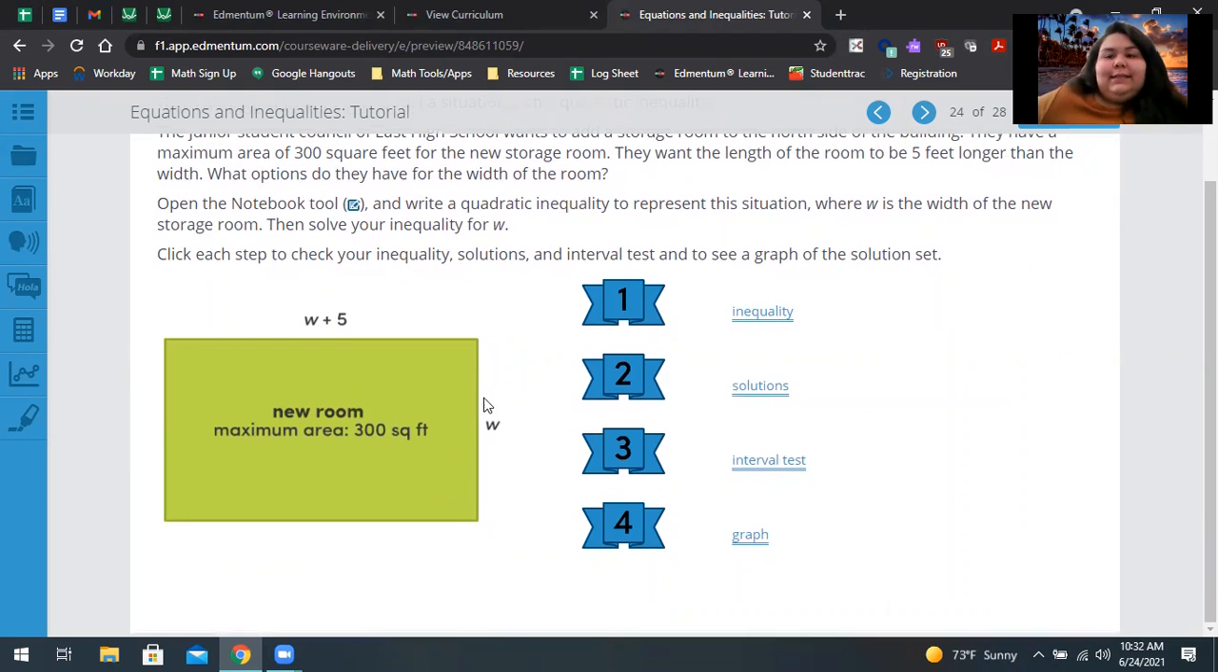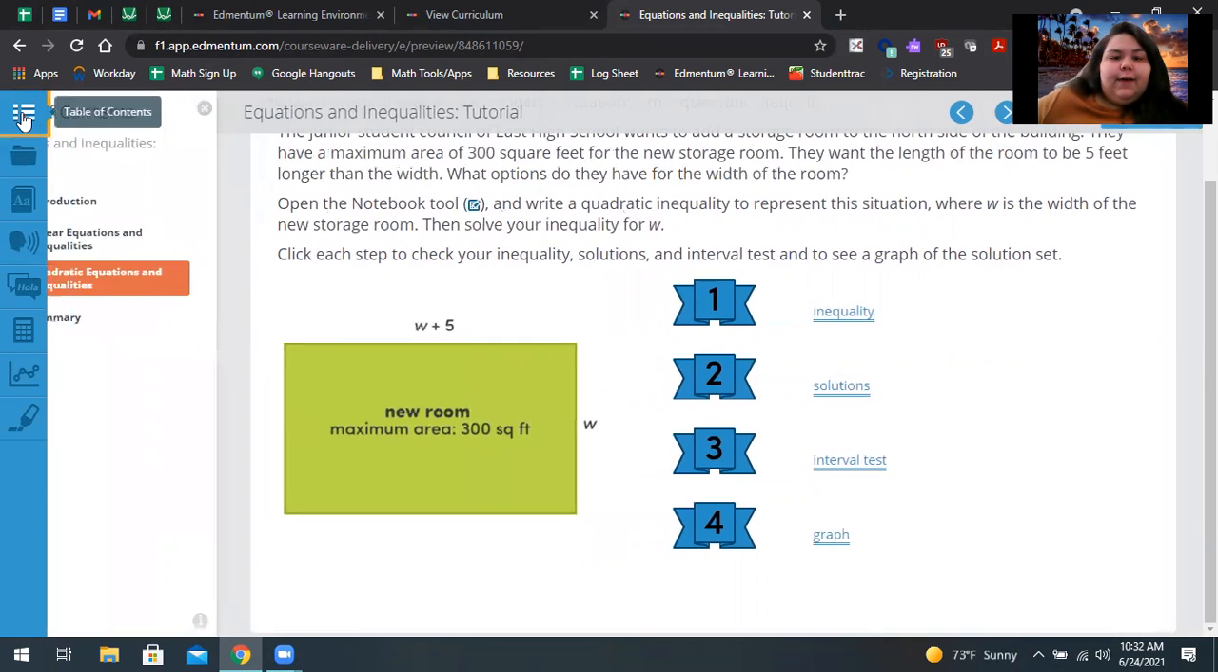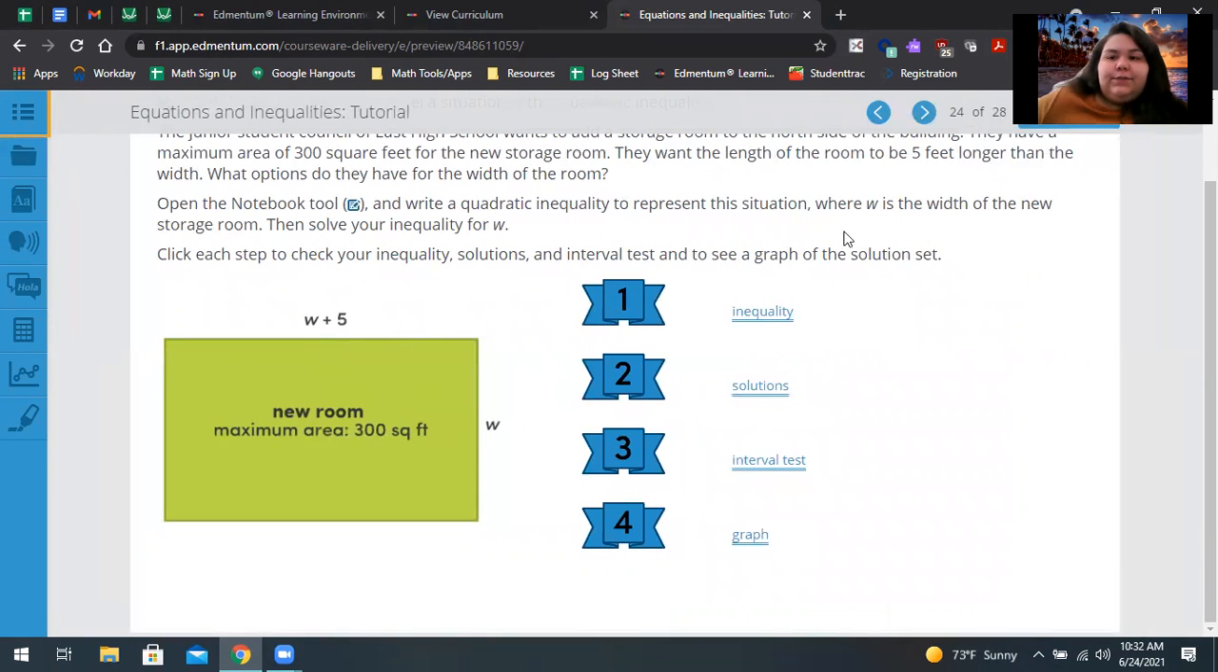So this is kind of our own little example here. W plus 5 and W. Keep in mind that W plus 5 is the length. When you are looking at a rectangular prism, the length is the longer side of it. So this is the length here, and this, let's put W for width here. The length must be 5 feet longer than the width, and we don't know what the width is, so we're going to put W plus 5. Then we have the width here, which is just W.